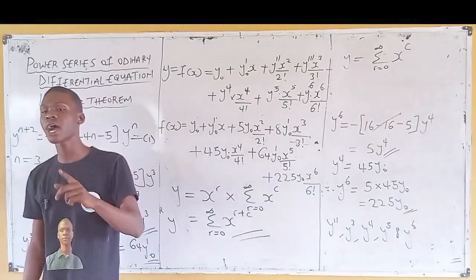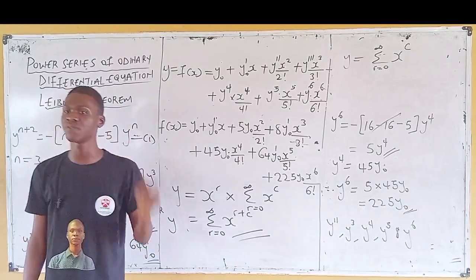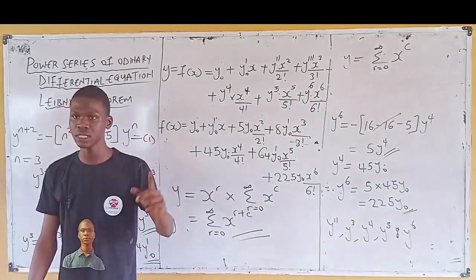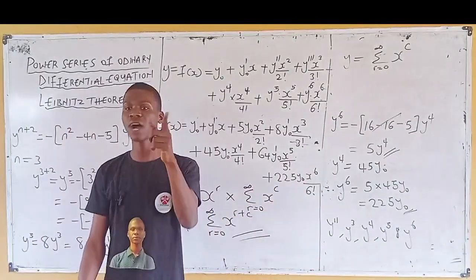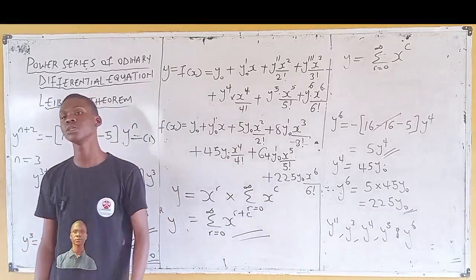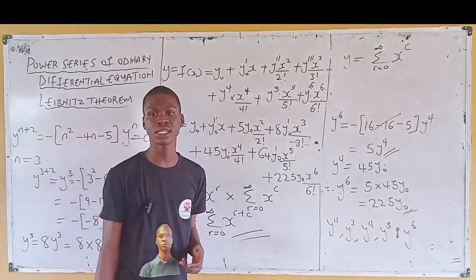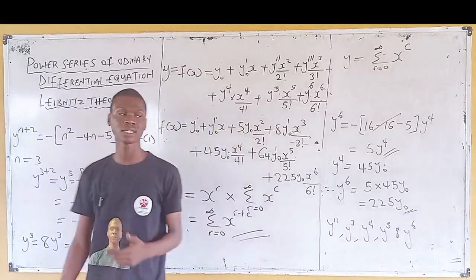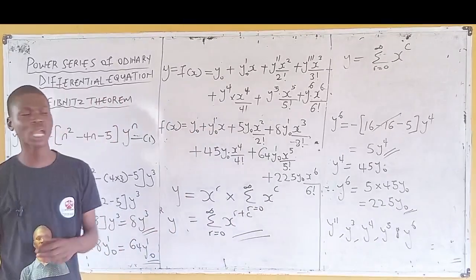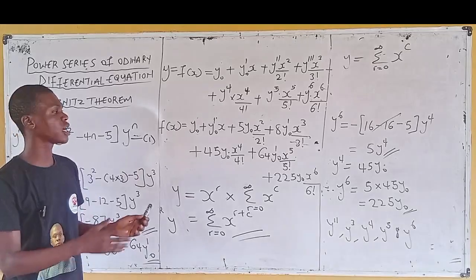Meaning we have to identify if the Frobenius equation is valid. If the Frobenius equation is valid, you use Frobenius. If it is not valid, you then use the power series solution. So we are going to see that in the next example. Back to what we have here.